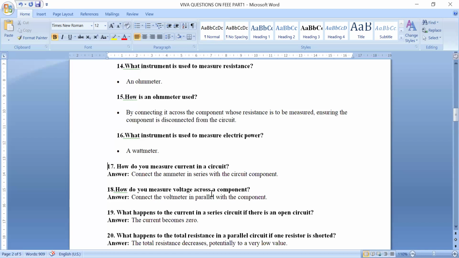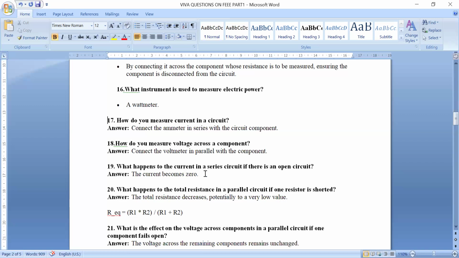How do you measure voltage across component? So to measure voltage, we need an instrument, voltmeter. It should be connected in parallel. Voltmeter should be connected in parallel. Ammeter should be connected in series in the circuit.